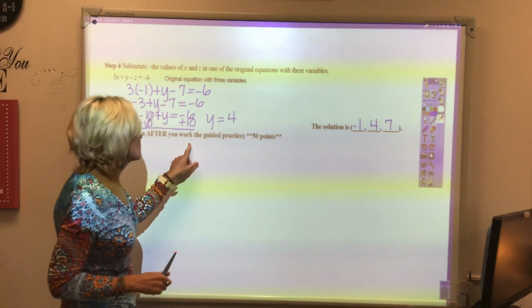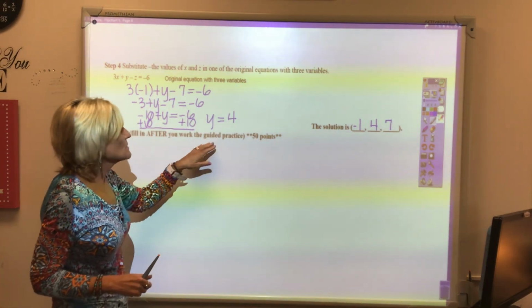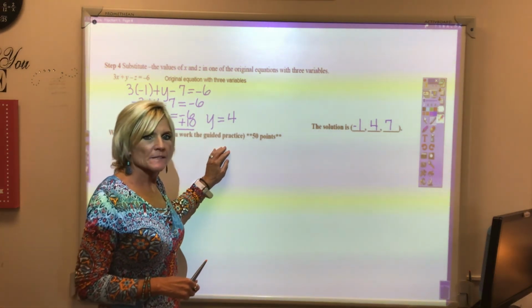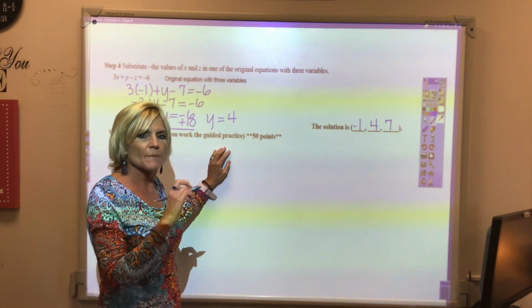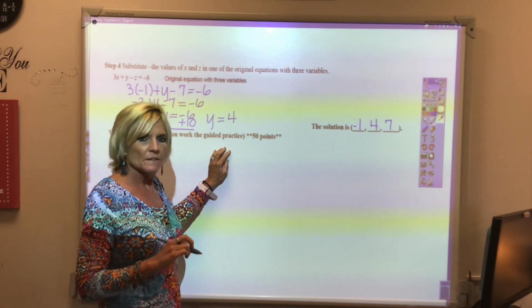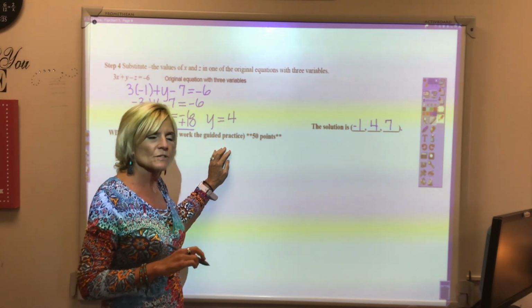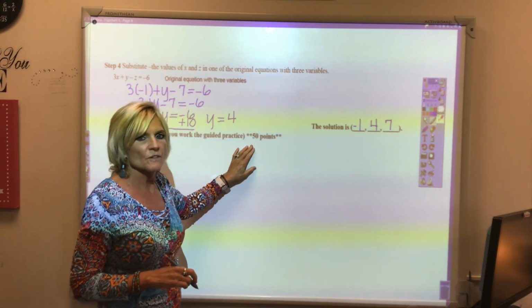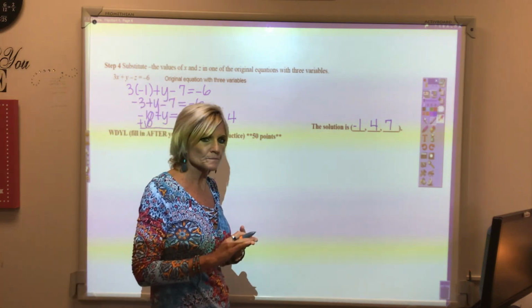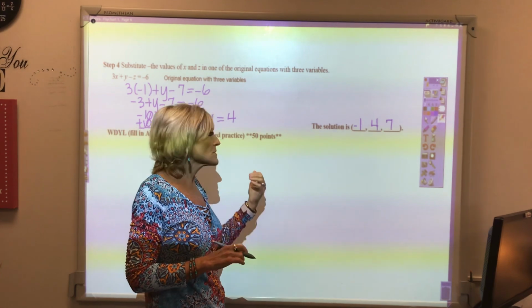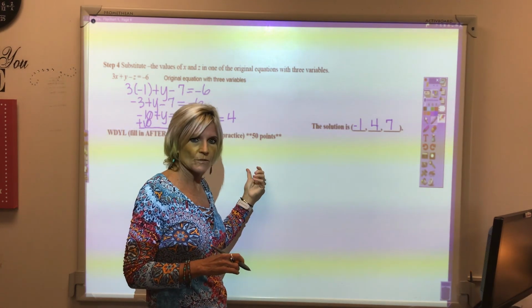Notice what you want to do after you do the guided practice. This practice will be a little bit different. It's going to guide you step by step through how to solve these until you get used to doing them. Then you'll do your what did you learn. So the guided practice is going to be worth 100 points, and then the notes and the what did you learn will be a second 100 points.